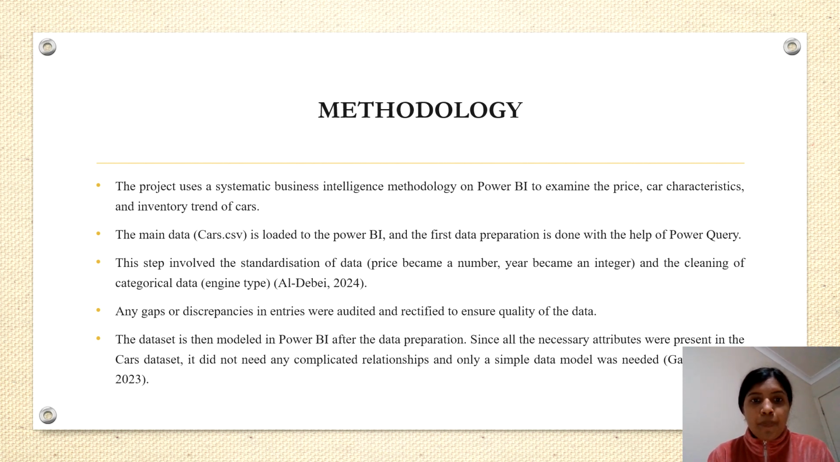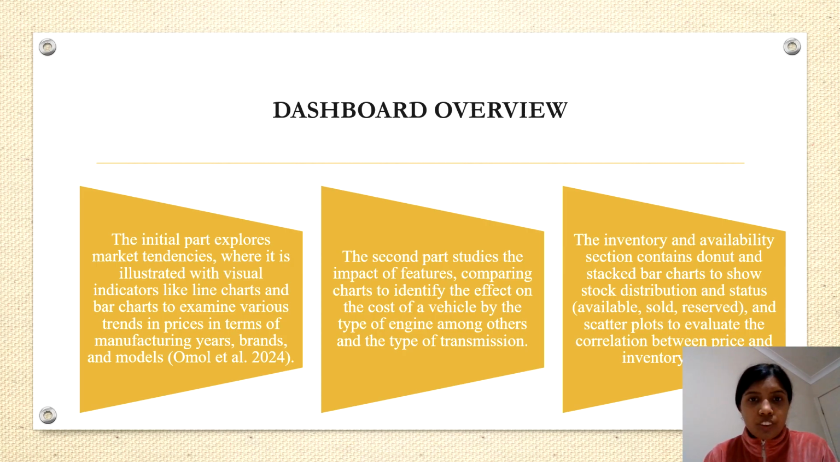Analytical phase entailed the interactive visualization designed to investigate patterns and relationships. The initial part explores market tendencies, where it is illustrated with visual indicators like line charts and bar charts to examine various trends in prices in terms of manufacturing years, brands, and models. The second part studies the impact of feature, comparing chart to identify the effect of the cost of a vehicle by the type of engine, among others, and the type of transmission. The inventory and availability section contain donut and stacked bar charts to show stack distribution and status, and scatter plots to evaluate the correlation between price and inventory level.